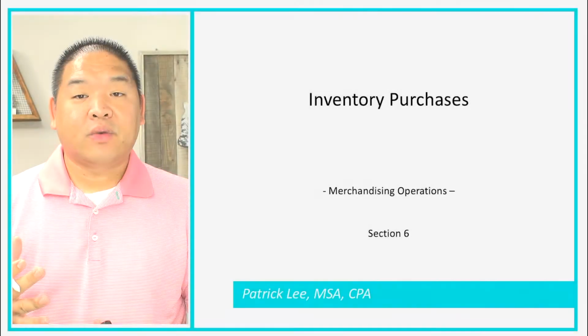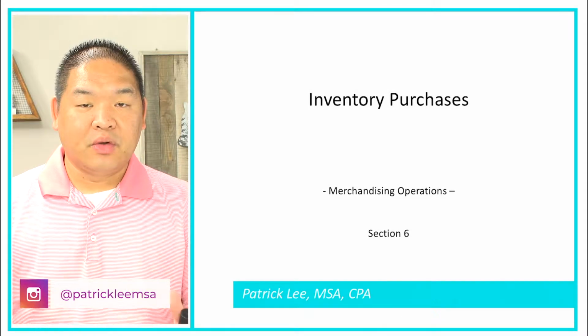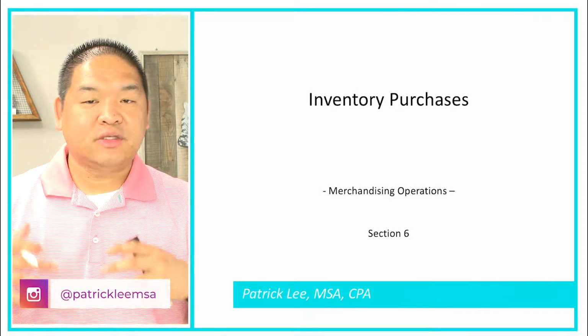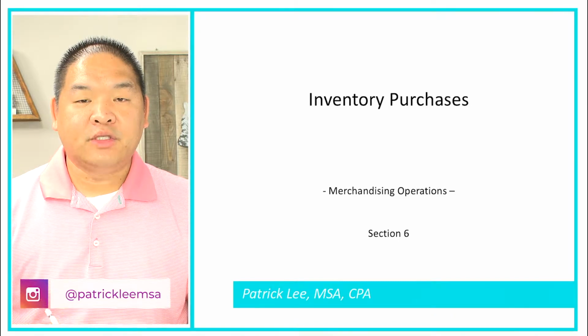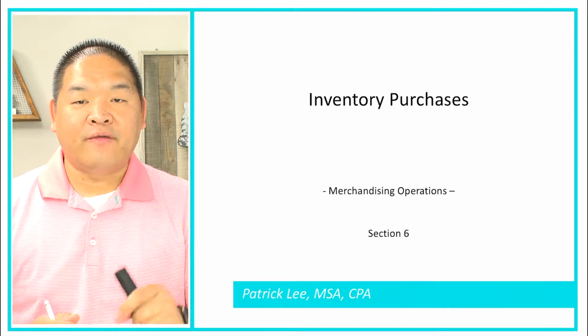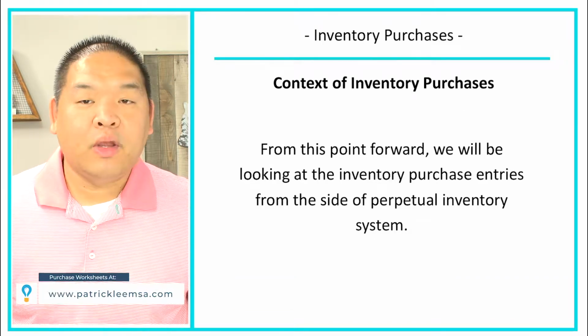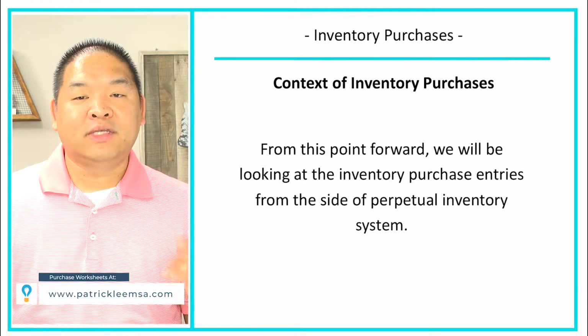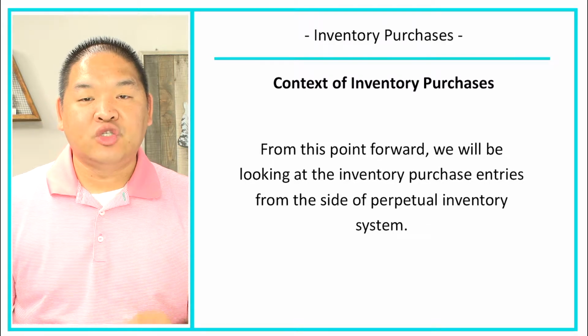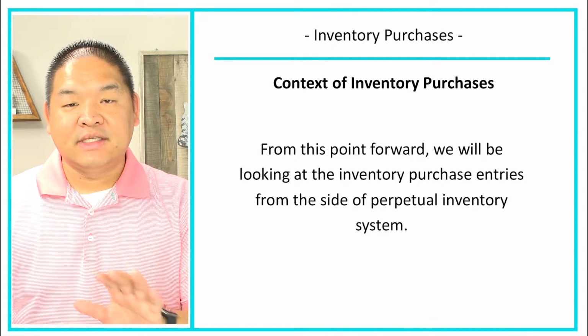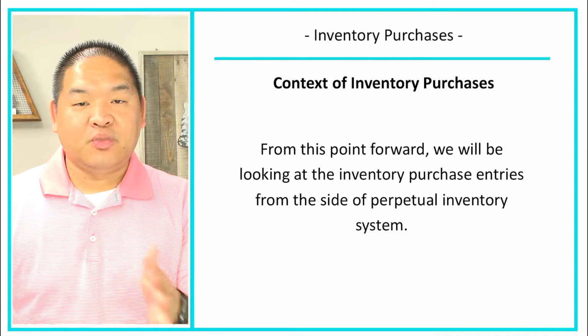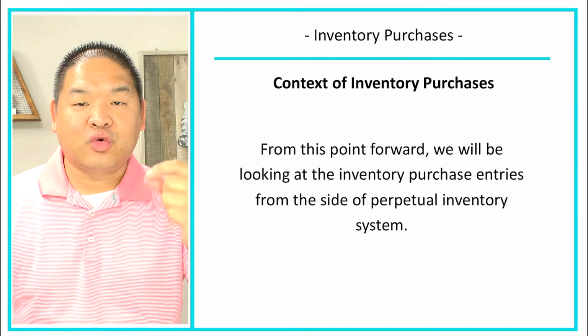All right, in this lesson, we're going to show you what the journal entry would look like for an inventory purchase and, again, reiterate what we've been talking about when we purchase inventory for our company. So let's get started here. From this point forward, you're going to be using the perpetual inventory system, at least until the next section. So from this point on, just think perpetual inventory system.